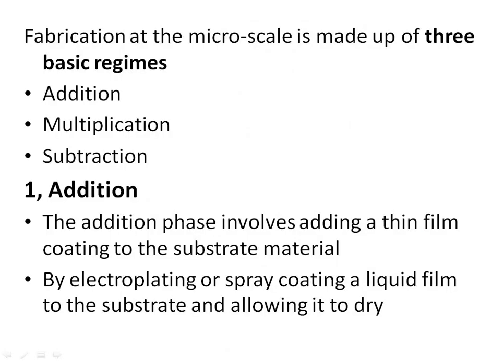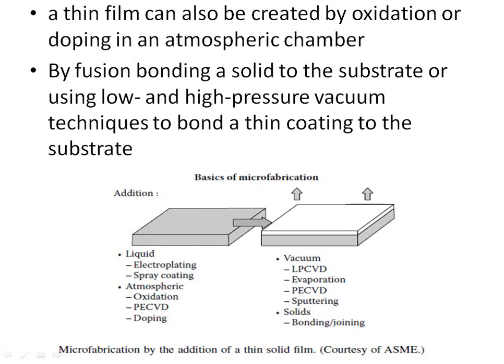Fabrication at the microscale is made up of three basic regimes: addition, multiplication, and subtraction. 1. Addition. The addition phase involves adding a thin film coating to the substrate material, by electroplating or spray coating a liquid film to the substrate and allowing it to dry. A thin film can also be created by oxidation or doping in an atmospheric chamber, by fusion bonding a solid to the substrate, or using low and high pressure vacuum techniques to bond a thin coating to the substrate. Figure 1.4 shows microfabrication by the addition of a thin solid film.